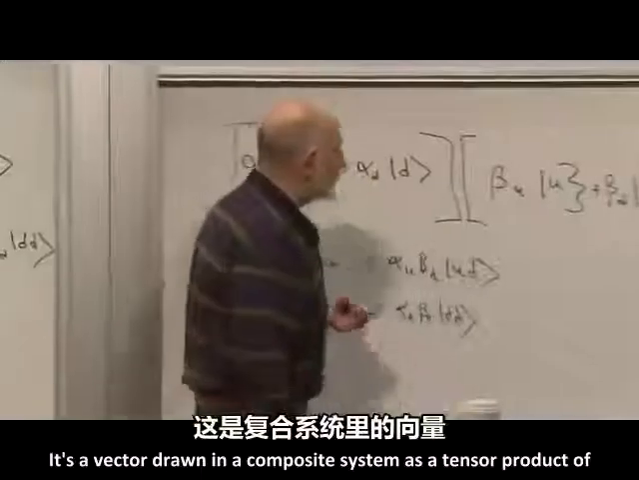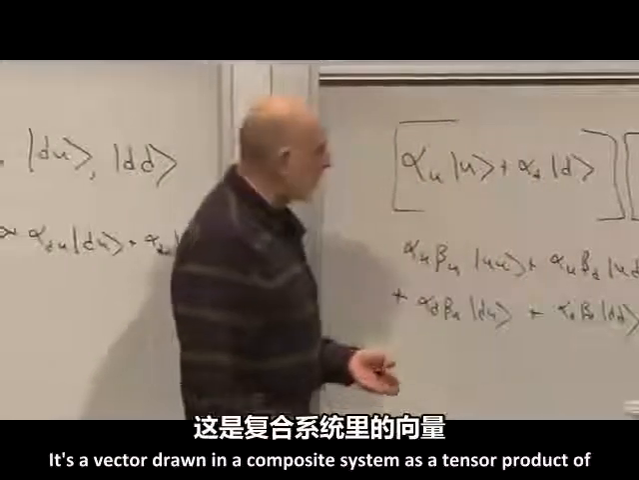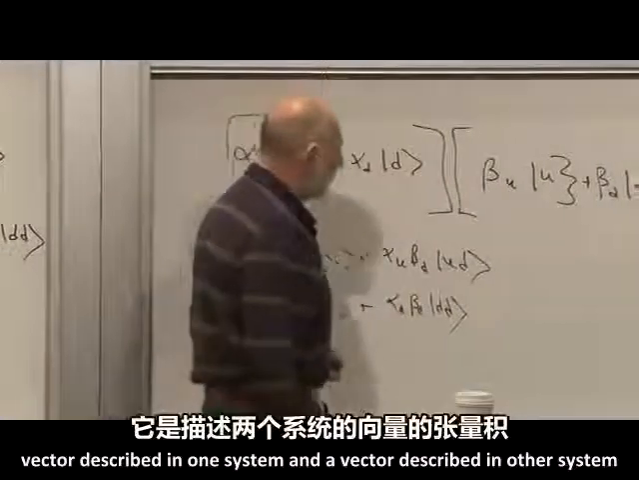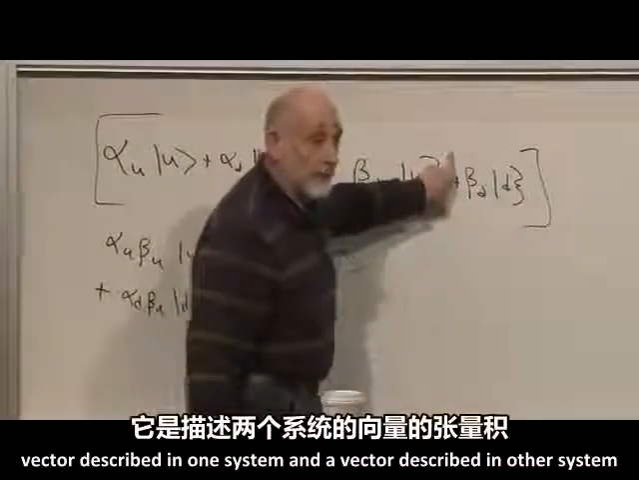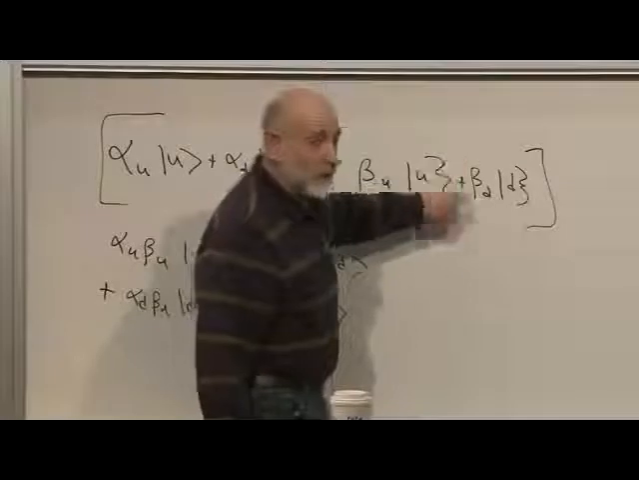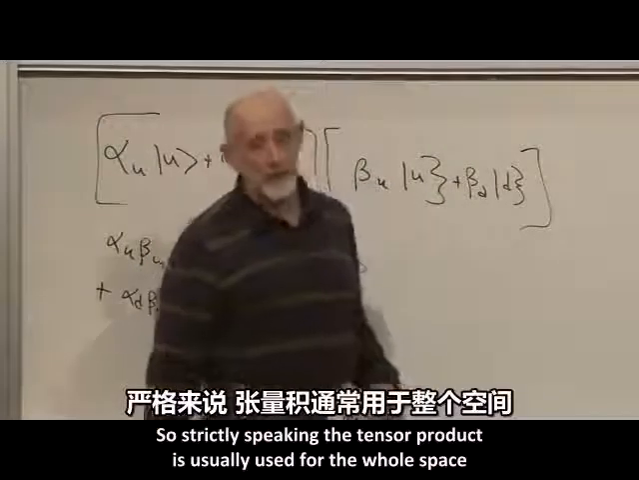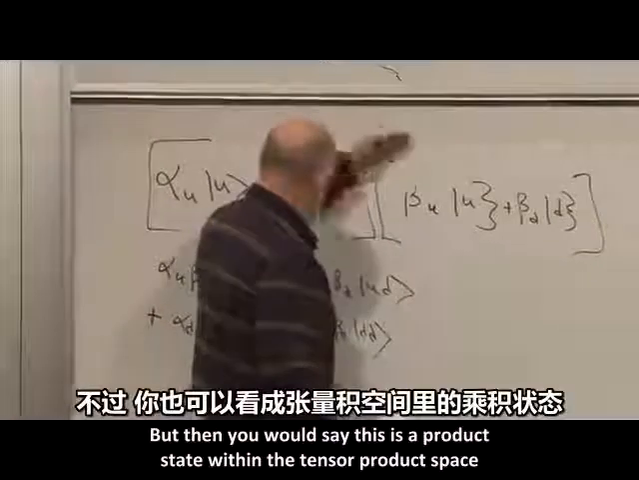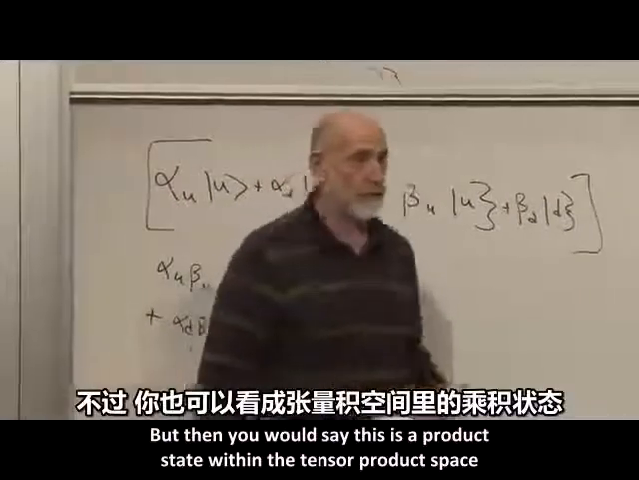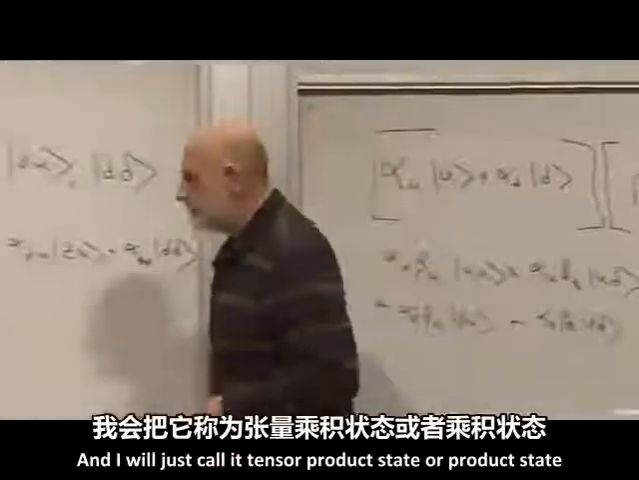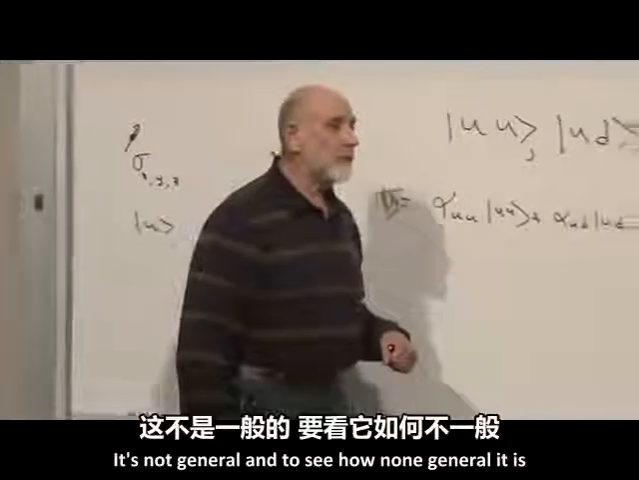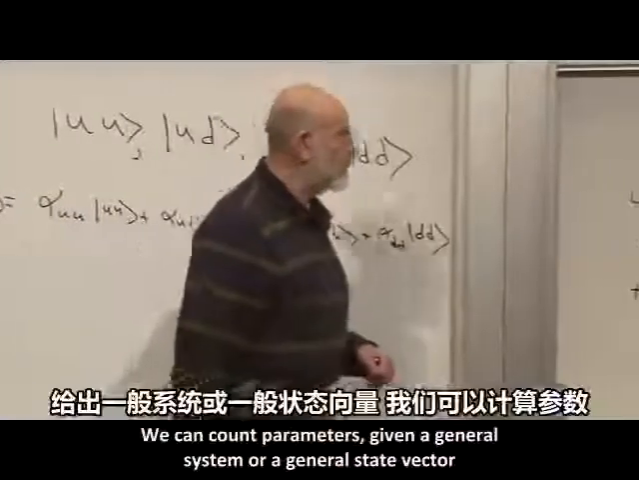It's a vector drawn in the composite system as a tensor product of a vector describing one system and a vector describing the other system. So, strictly speaking, the tensor product is usually used for the whole space. But then you would say this is a product state within the tensor product space. And I'll just call it a tensor product state, or product state. It's not general, and to see how non-general it is, we can count parameters.